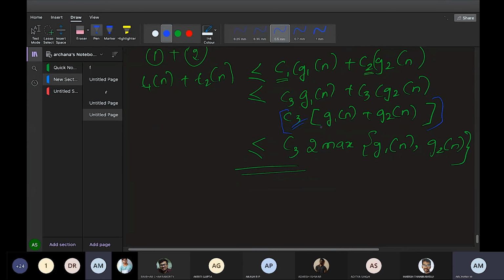To take it as common and represent it, as I told you in the last, A1 plus A2, you have to take this C3 as common and write it as 2 maximum of G1 of n comma G2 of n. So this is the first property, a very important property. You have to go through this, a very important question.